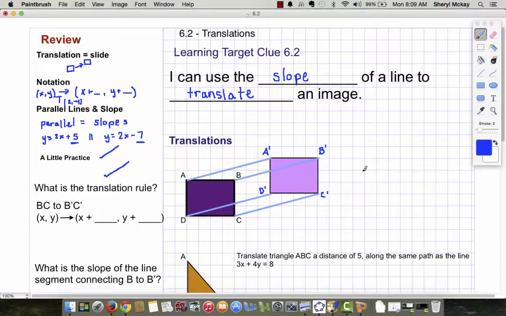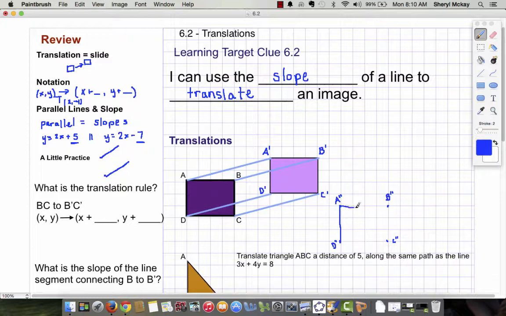If we were going to translate this exact same shape one more time, down here, then let's say that A became this point right here, then that would be A double prime, okay? And then B double prime, you get the idea, right? And C double prime, and D double prime. And then we would just connect our points, right?